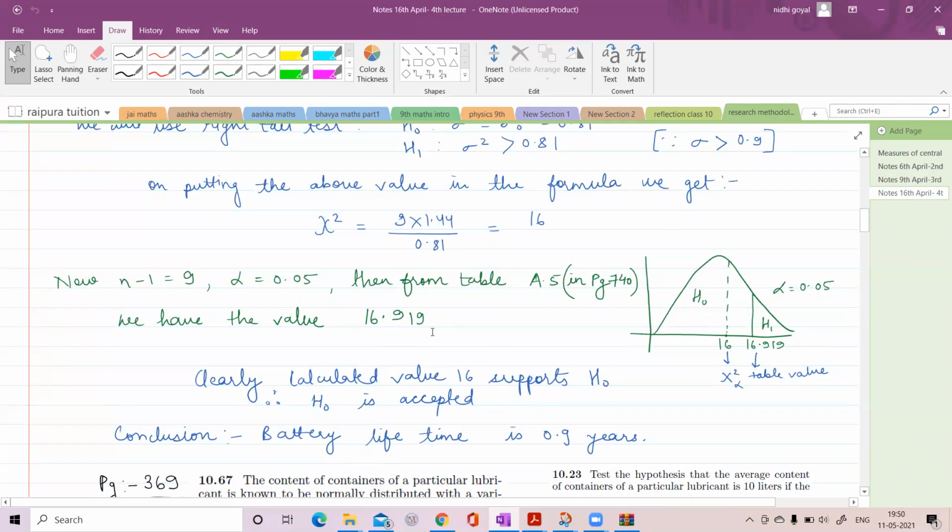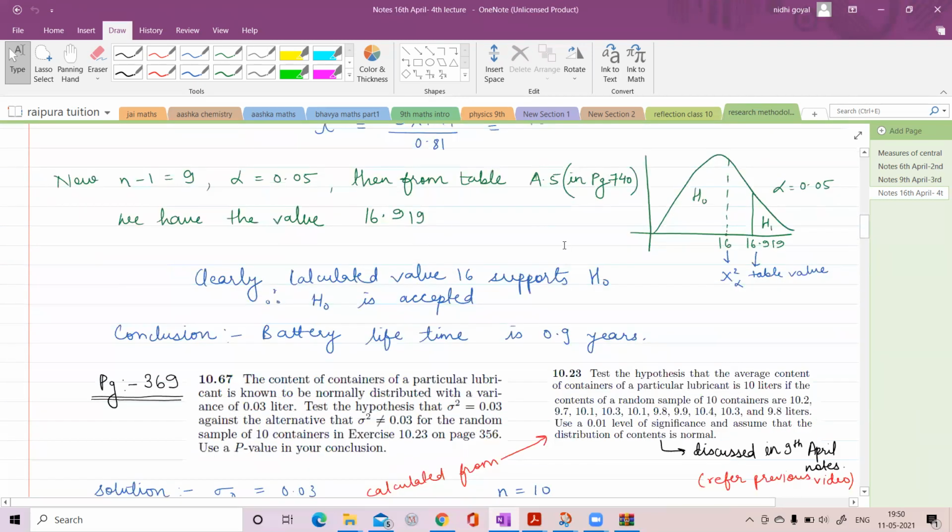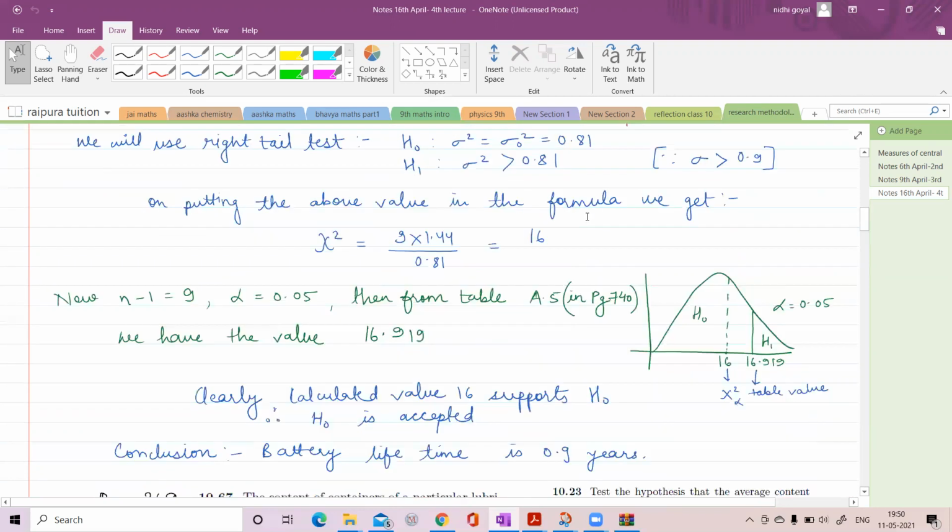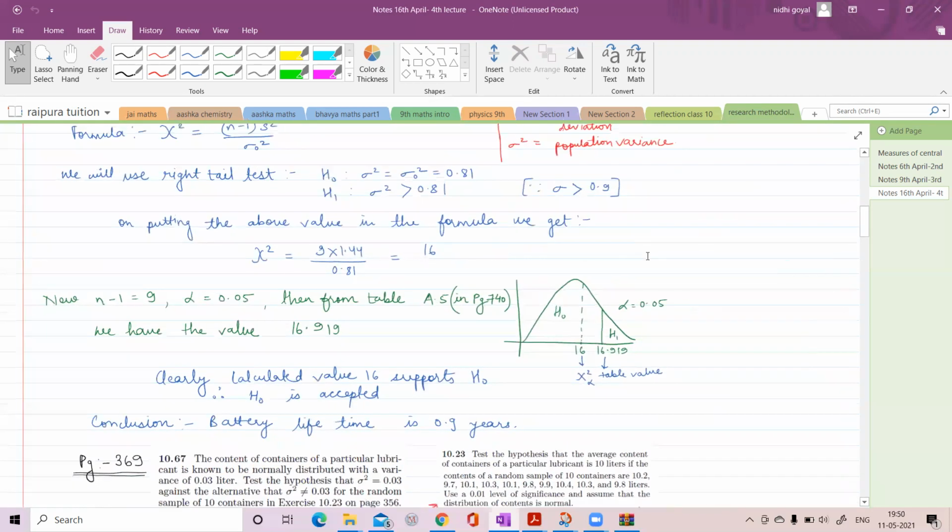Now if we draw this diagram, then 16.919 is the critical value and our calculated value 16 belongs to H naught. So since 16 belongs to H naught, we will accept H naught. That is, battery lifetime is 0.9 years, and we will reject H1.